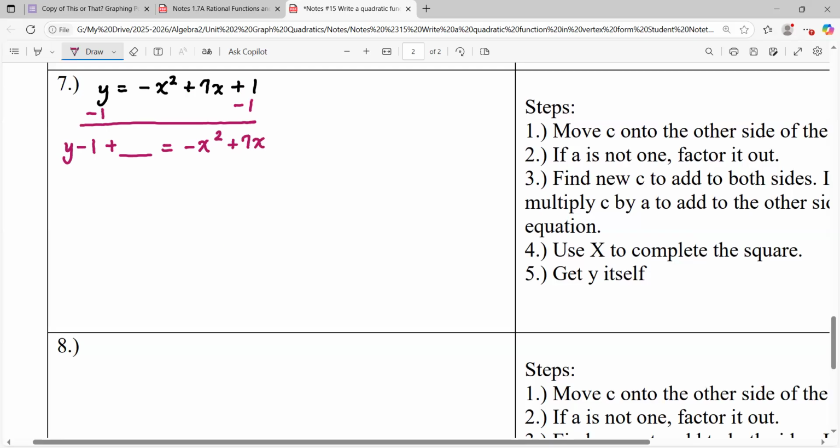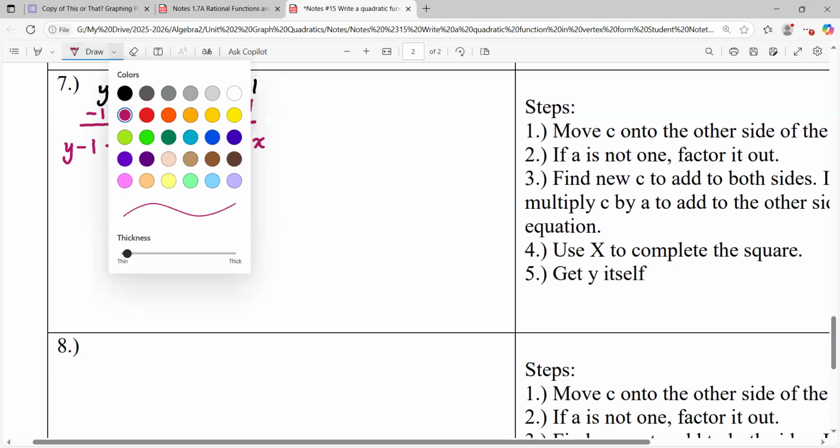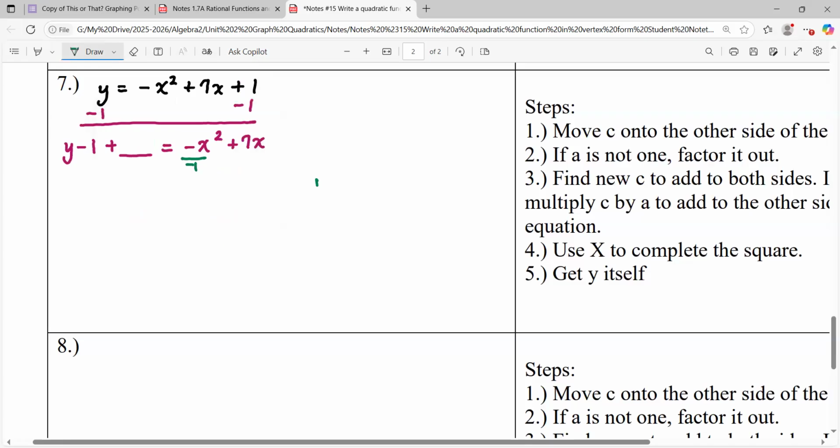Now, what does A have to be? Well, what does A have to be? 1. Is it 1 right now? It's negative 1. So how do I make it become a positive 1? Divide by negative 1. Okay? So what we're going to do is divide by negative 1 and factor it out. So we're going to write negative 1 times x squared. 7 divided by negative 1 is what? Negative 7x plus my blank.